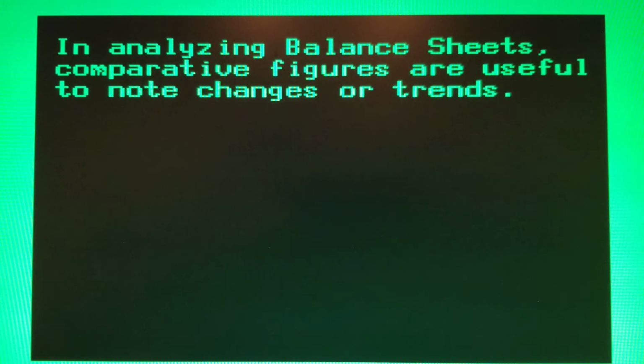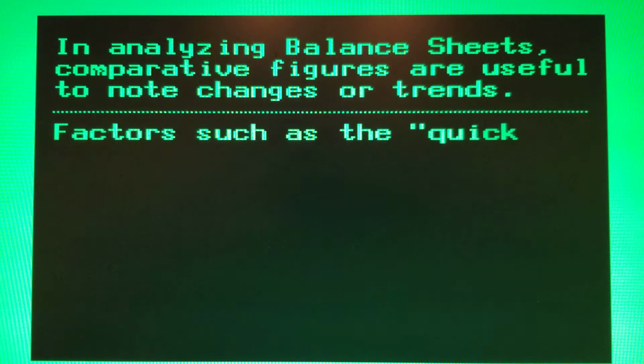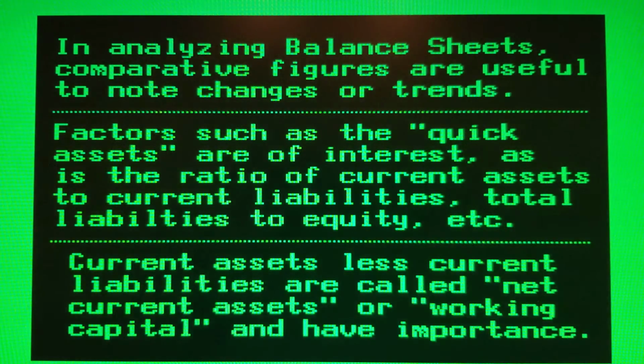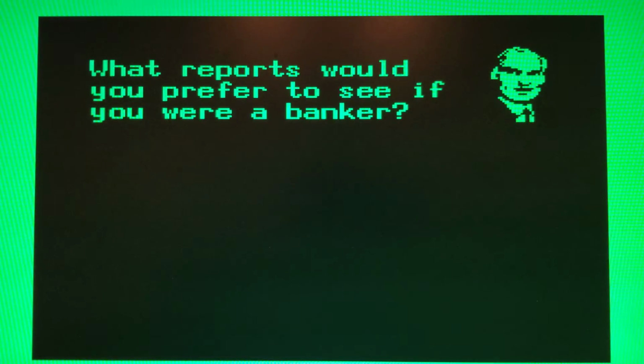In analyzing balance sheets, comparative figures from earlier dates are useful to note changes or trends. Fluctuations in cash are relatively less important since receipts and disbursements fluctuate, but factors such as the quick assets, including cash, receivables, and the like, are of interest, as is the ratio of current assets to current liabilities, total liabilities to equity, and similar ratios. Current assets less current liabilities are called net current assets or working capital and have obvious importance. What reports would you prefer to see if you were a banker?